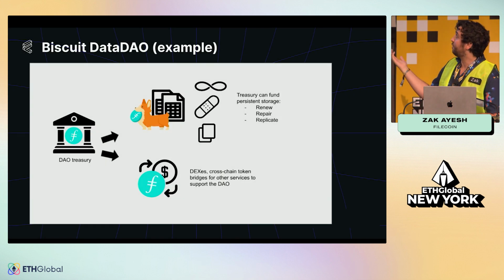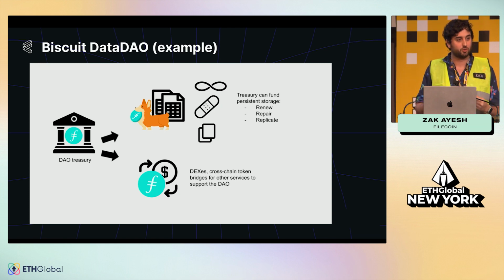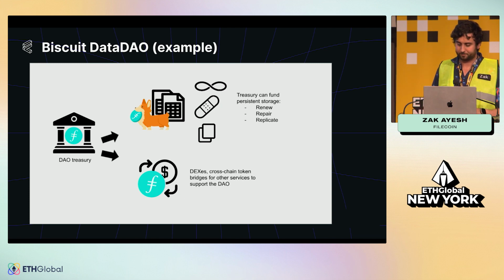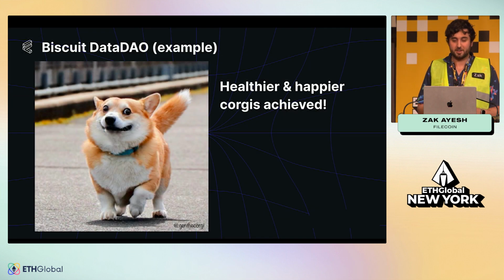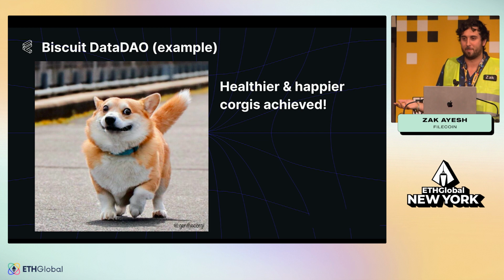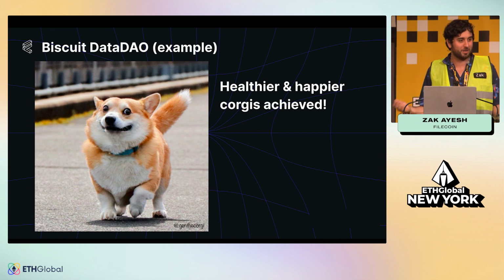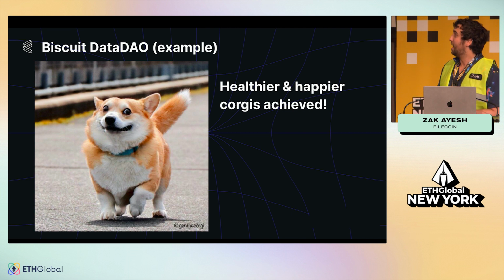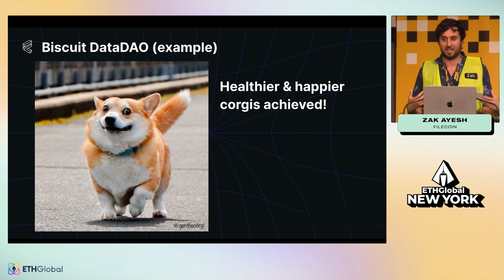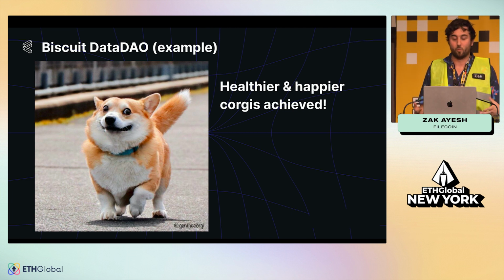And again, they can also fund these repair, renew, replicate deals to make sure that their data is stored indefinitely. And this results in healthier and happier corgis around the world. And who doesn't want healthier and happy corgis? You can replace it with a cat if you're more of a cat person, or any other breed of dog. But this is just a fun example to show you what you could possibly build with FVM and DataDAOs.